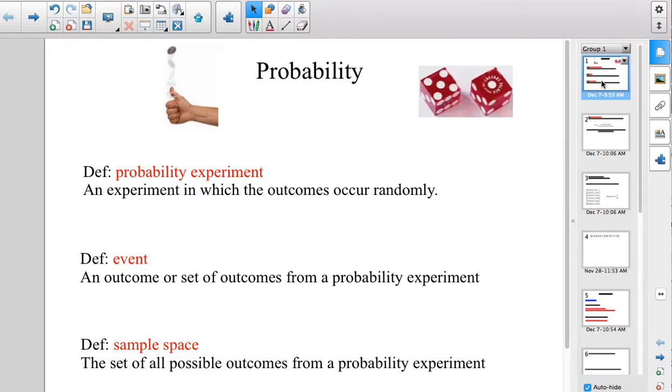Now we're going to look at probability. To start out with, we'll look at some definitions. A probability experiment is an experiment in which the outcomes occur randomly. In other words, we can't predict the outcome before it happens.